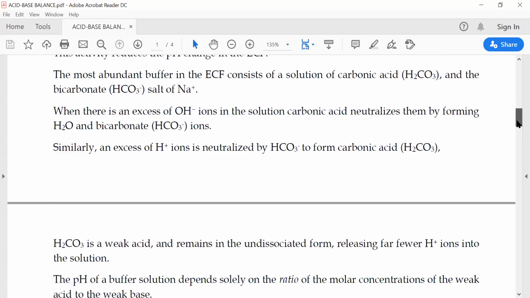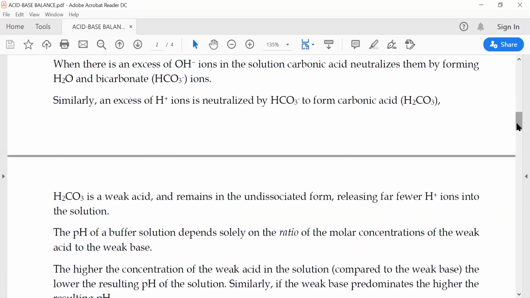And we should all know that carbonic acid is a weak acid. Now, as I have mentioned before, weak acids are those which do not completely dissociate into the respective ions, or they dissociate very slowly. That means they're going to release these hydrogen ions very, very little. So what happens when carbonic acid is produced? As it is a weak acid, it is going to remain in an undissociated form and release far fewer hydrogen ions into the solution, which means it is going to maintain the pH.